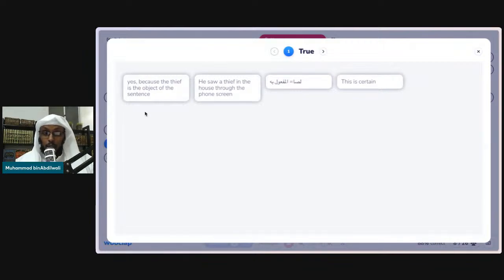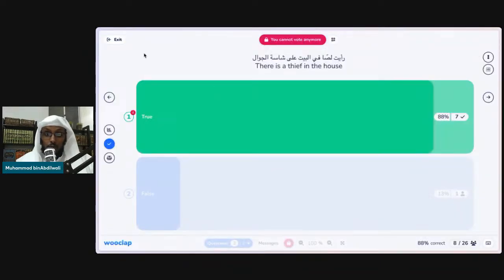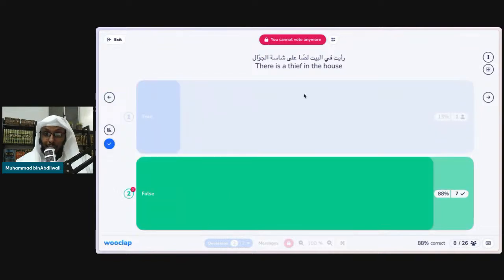So here someone said yes, because the thief is the object of the sentence. Well, he's the object in both sentences. He saw a thief in the house through the phone screen. And that's not an answer to the question. Don't tell me why لصا equals مفعول به, this is certain. No, to be honest, nobody gave the right reasons. You got it right, but nobody gave the right reasons, which means that maybe it was a guess.